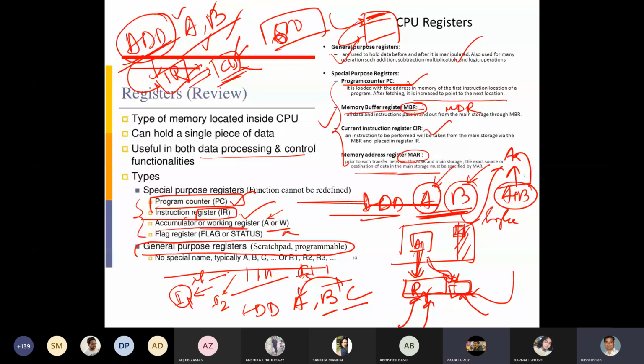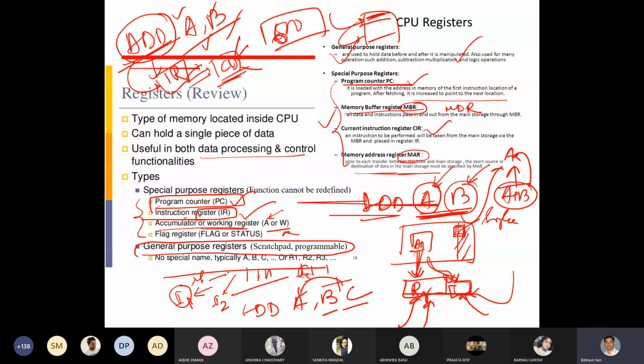Okay, basically yes. The MBR has the data and instructions. The MAR specifies where the data and instruction are present. It specifies the address of the data as well as the instruction. When an instruction is loaded through the MAR and MBR, it will automatically go directly to the IR. But when data is loaded, it will not go to the IR. It will go to the register. Is it clear?